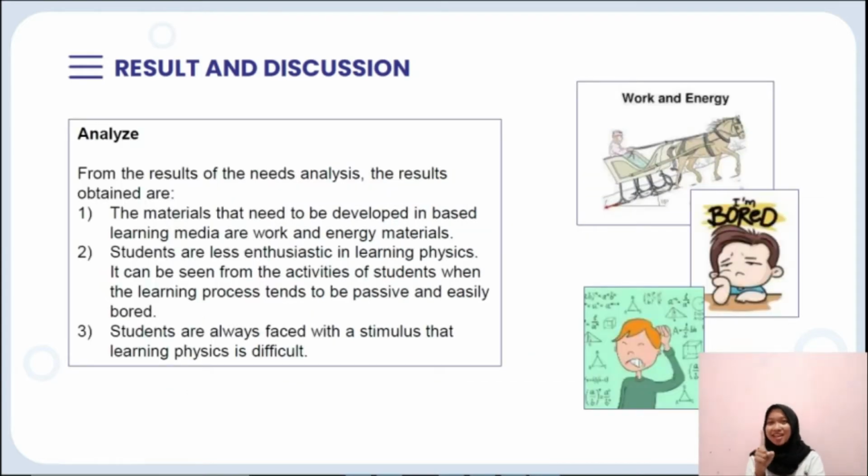The first stage is analyze. The initial stage is to identify and analyze potential problems. At this stage, it is carried out through tracing the available media. From the result of the needs analysis, the results obtained are the materials that need to be developed in the learning media are work and energy materials. Then, students are less enthusiastic in learning physics. It can be seen from the activities of students where the learning process tends to be passive and easily bored. And then, students are always faced with the stimulus that learning physics is difficult.